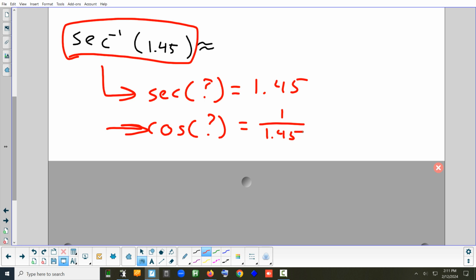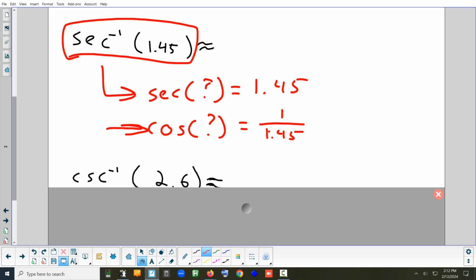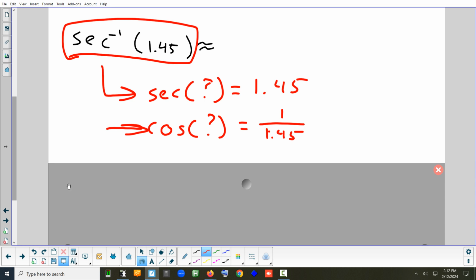So remember, when we had sine, cosine, tangent on the left, cosecant, secant, cotangent on the right, if we knew something on the left, we had to flip it to get the one on the right. So if we know that the cosine is 1 over 1.45, when we flip that, that's the secant. Okay. All right. So any question on that?